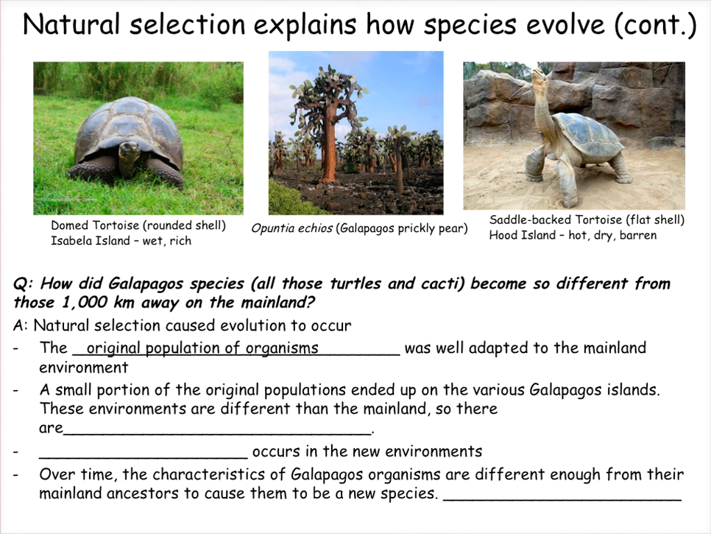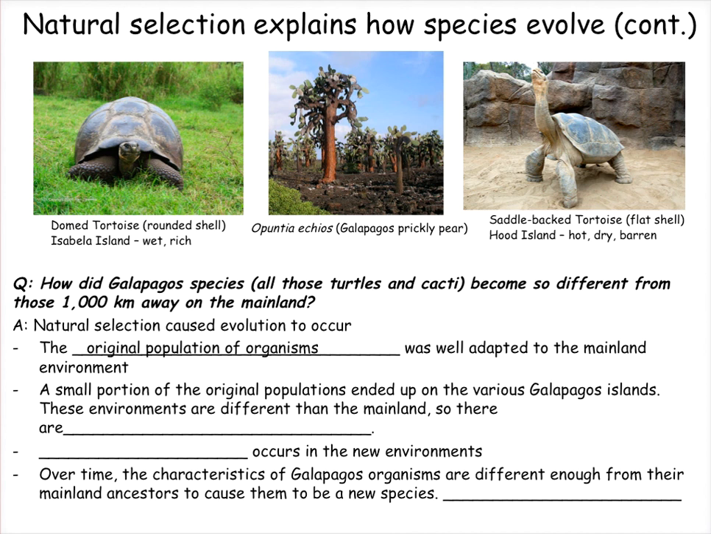He would have said the original population of organisms would have been well adapted to the mainland environment. However, at some point in history, a small portion of the original populations that started on the mainland would have ended up on the various Galapagos Islands. And there are many theories about how this happened. Possibly species drifting over from storms on pieces of driftwood, birds being blown off course, etc. But by some stroke of luck, some of the original populations from the mainland ended up on the Galapagos Islands.